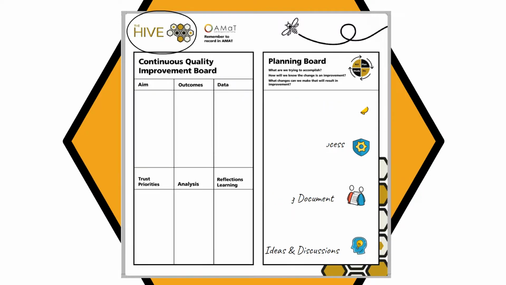The boards should be wiped and reused, recording your conclusions and agreements as you move through the steps of your improvement journey in AMAT, where all improvements in the organisation are recorded. This aims to build up a UHMBT repository of improvements to learn from and use as evidence.